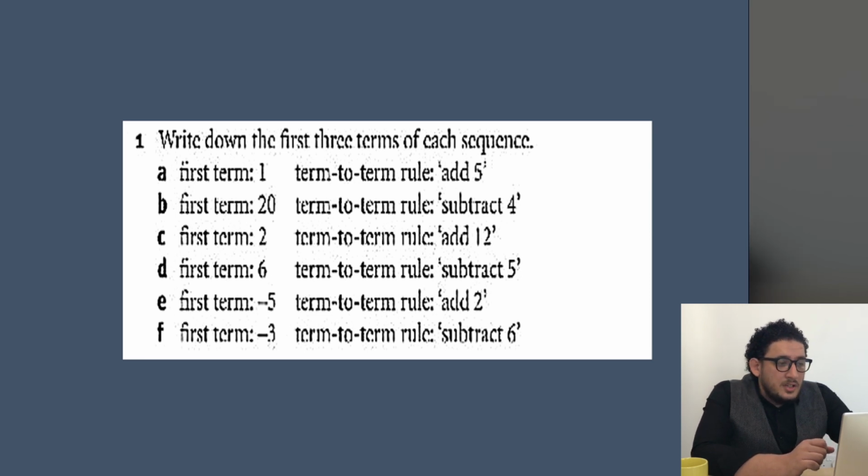That's right. Okay, about letter F, in the same way, the first term is -3 and the term-to-term rule is subtract 6. So we can say that the first three terms are -3 and -3 plus 6, which equals 3. After that, 3 plus 6 equals 9. So the first three terms are -3, 3, and 9.